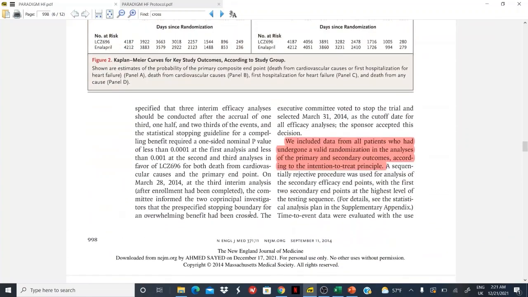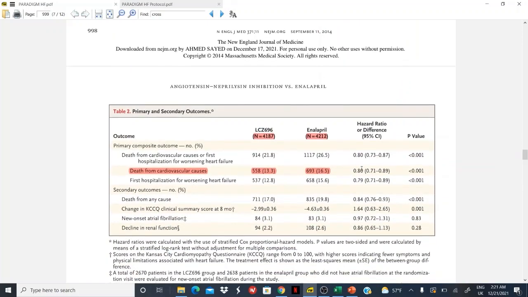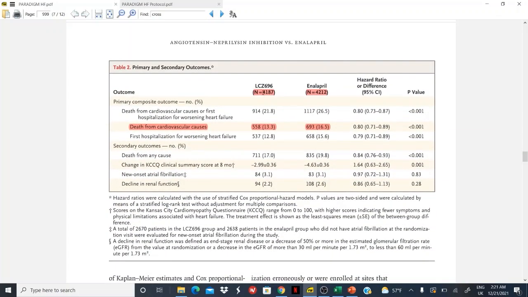Yeah, here. You'll usually find them elaborating on which type of analysis they used. So they say we included data from all patients who had undergone a valid randomization in the analysis of the primary and secondary outcome according to the intention to treat principle. And when you go to table 2, you'll find that indeed the number of patients in each arm is exactly that according to the arm at which they were randomized. So that's reassuring. That tells us that they did analyze patients according to the arm to which they were assigned, right? And that's a good thing.